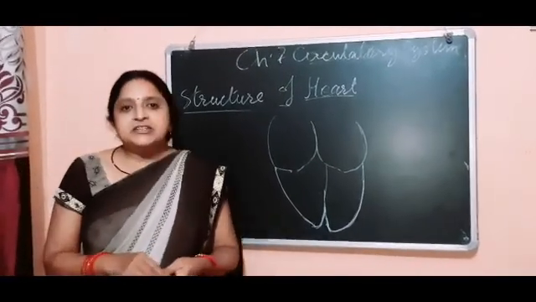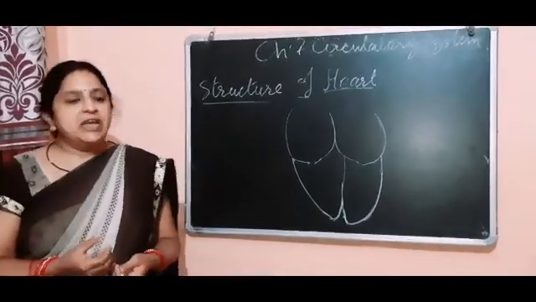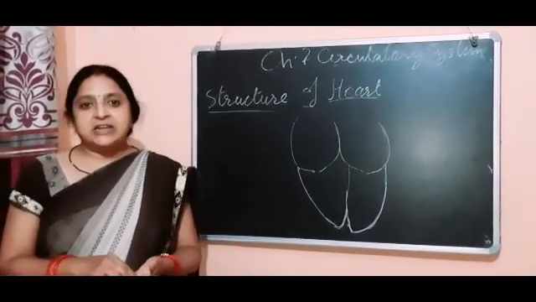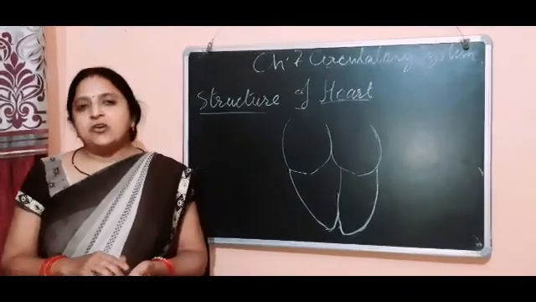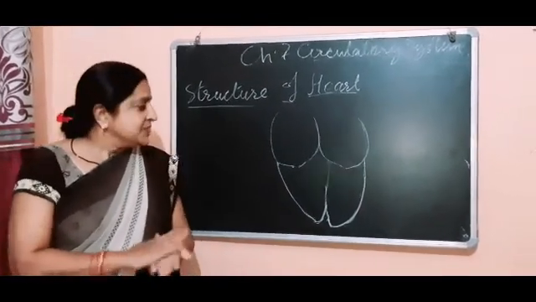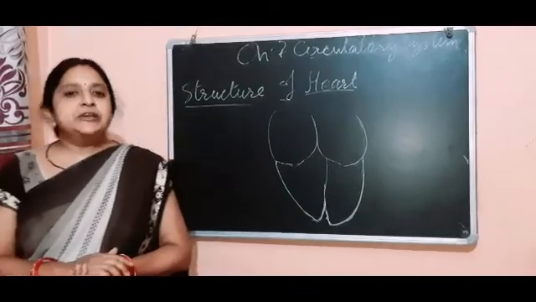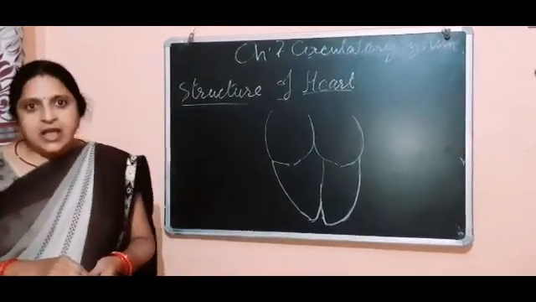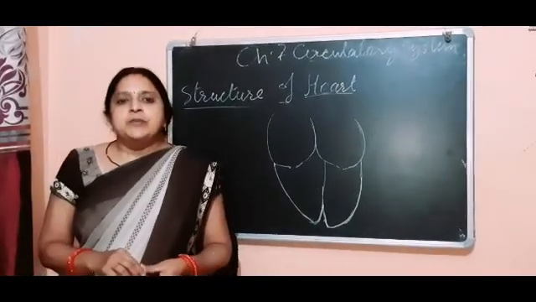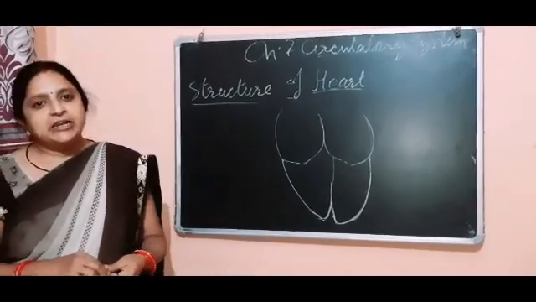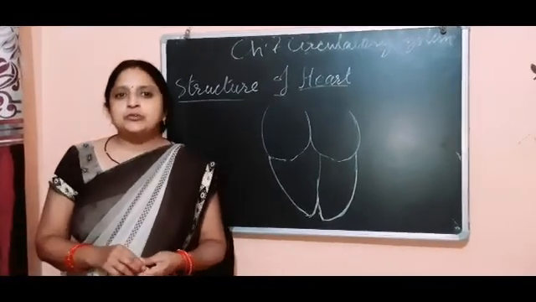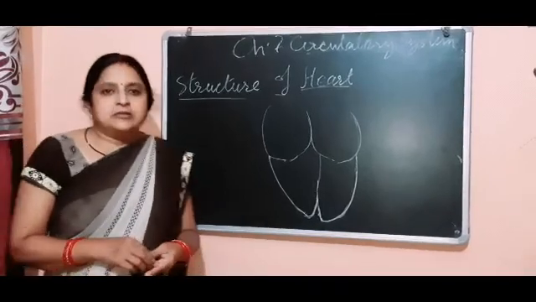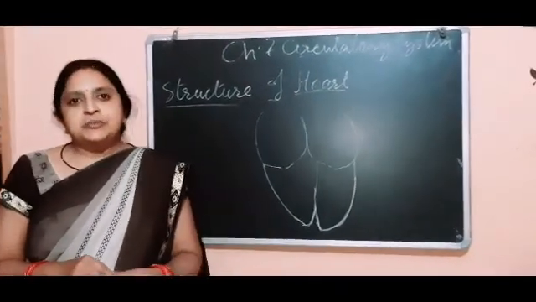Now our heart is a muscular organ and it is located in the chest cavity, slightly towards the left side of our body. It is covered by a double layered membrane, and that membrane is called the pericardium. In between the double layer, pericardial fluid is present, and its function is to absorb the shocks which are found on the blood.